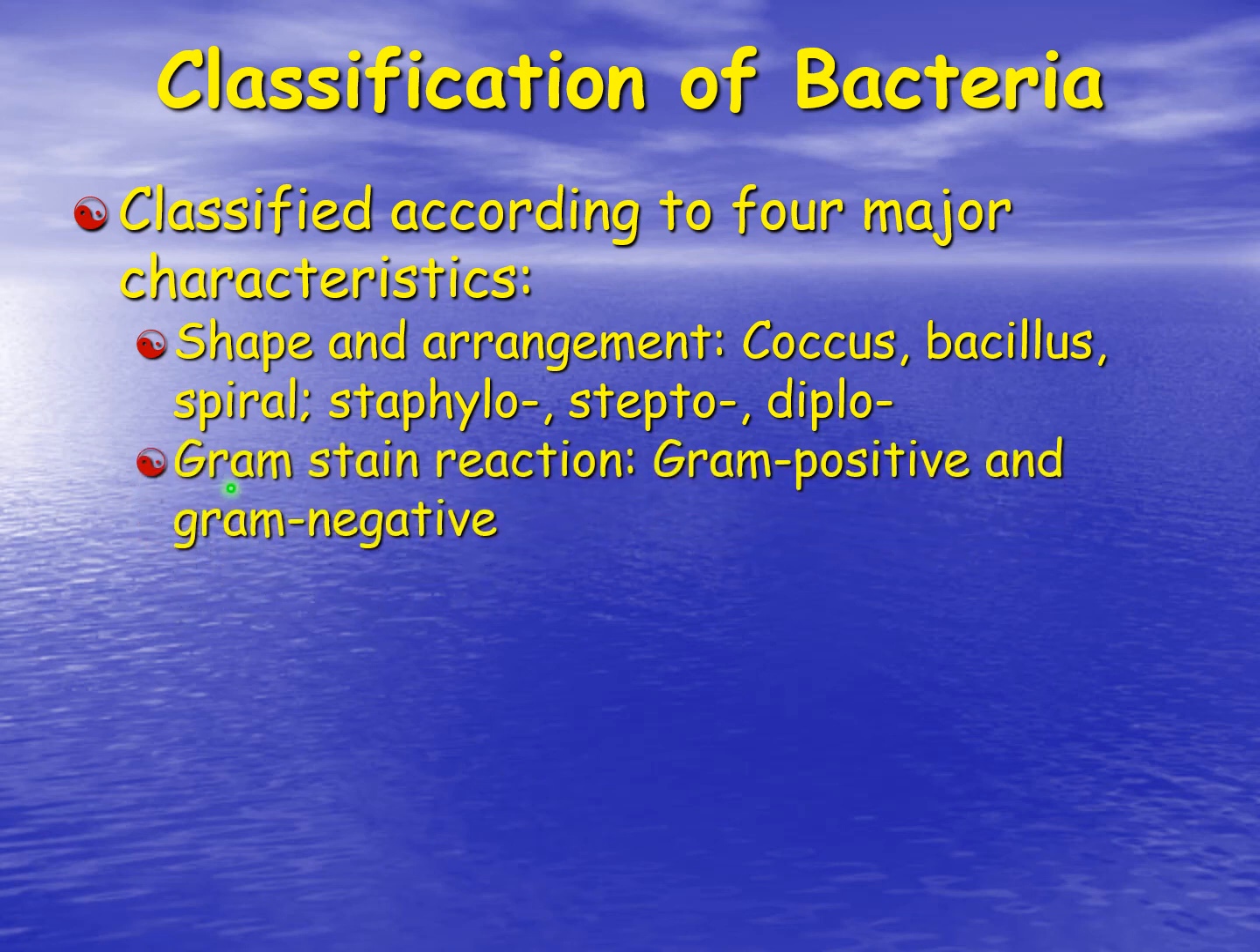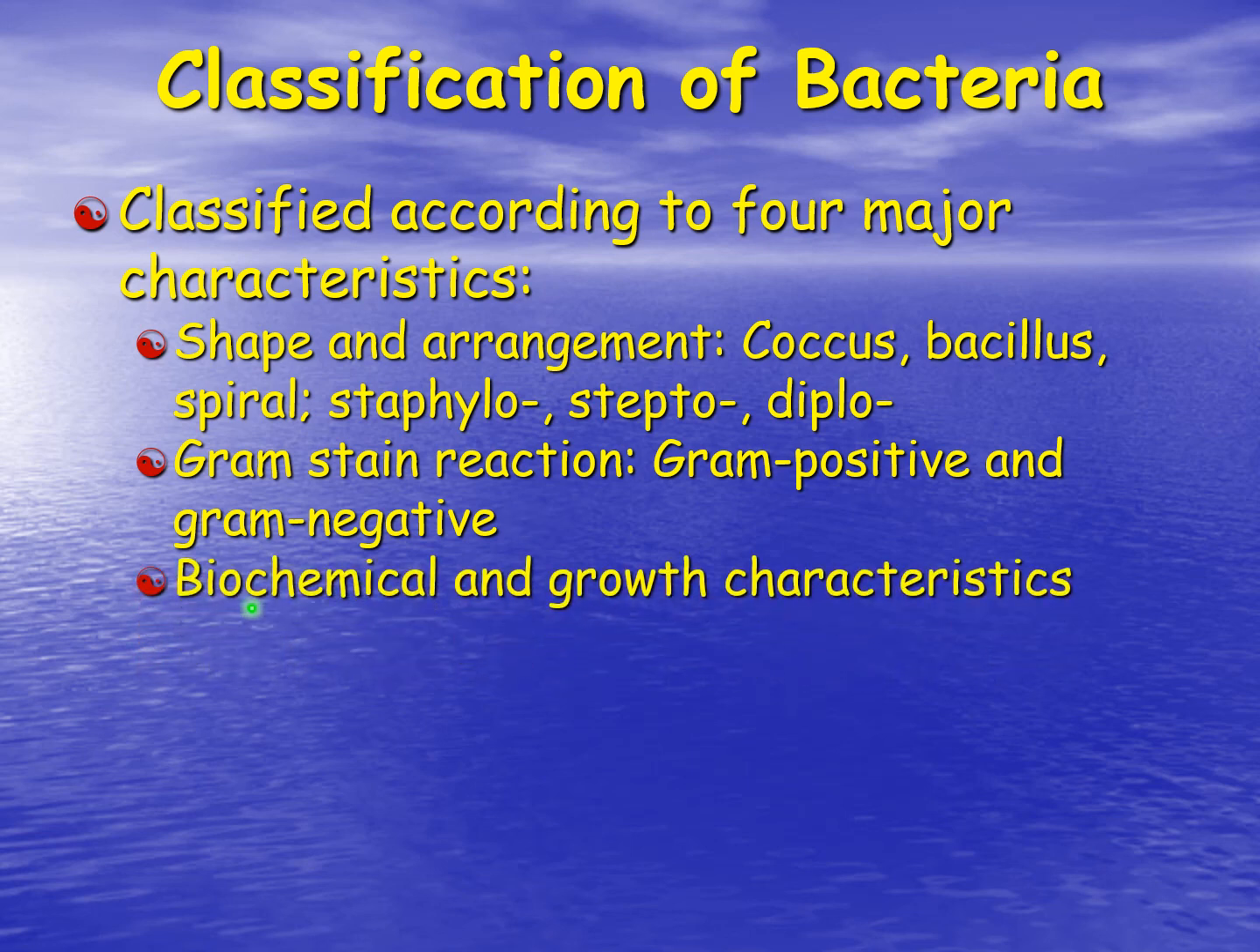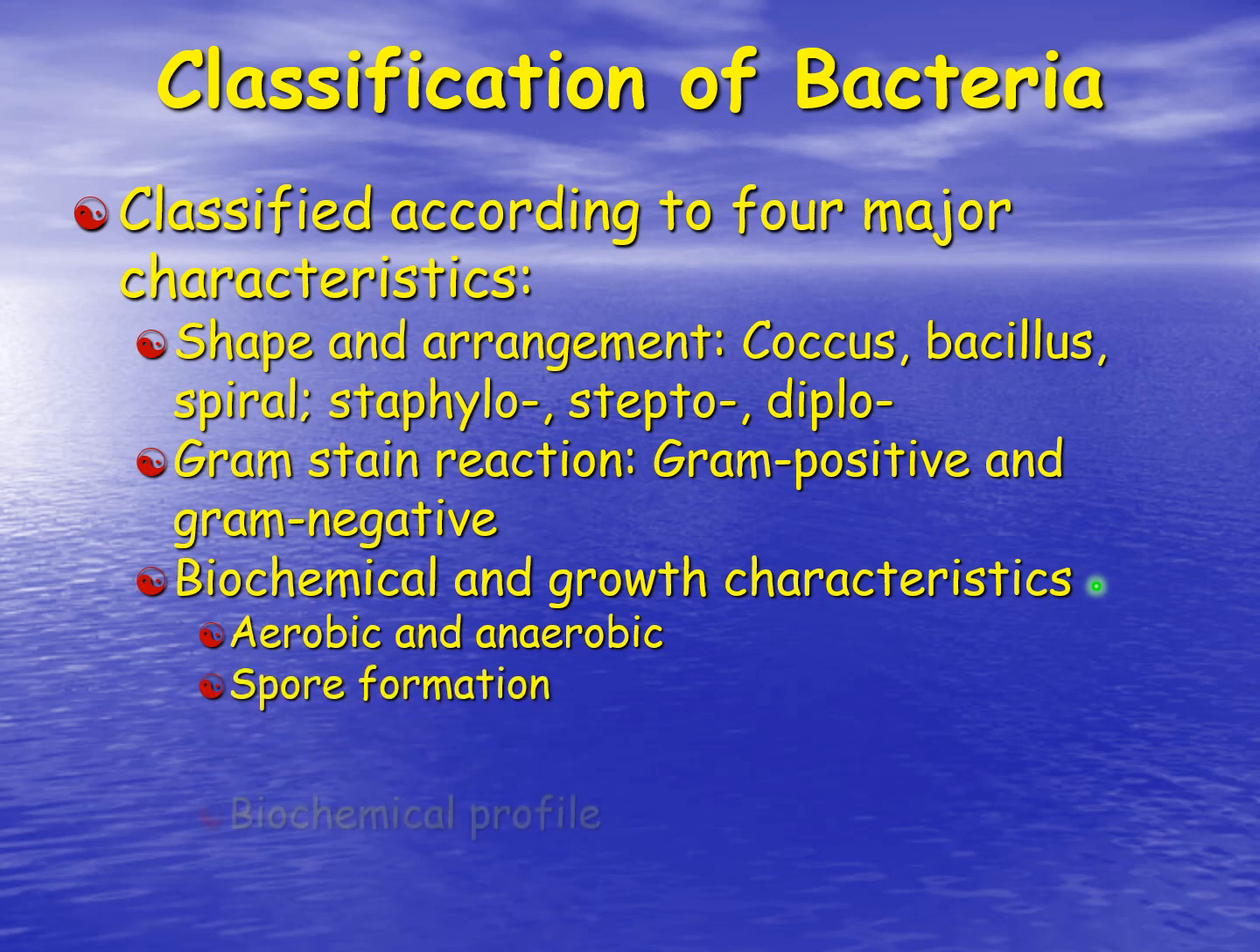Secondly, we will look at their Gram-stain reaction. Are they gram-positive organisms or are they gram-negative? Those of you that have had micro are familiar with these. Then we can look at their biochemical and growth characteristics. This will include things such as, are they aerobic or anaerobic respirators? Do they form endospores or not? And what type of foodstuff do they need in order to form their energy and proteins?